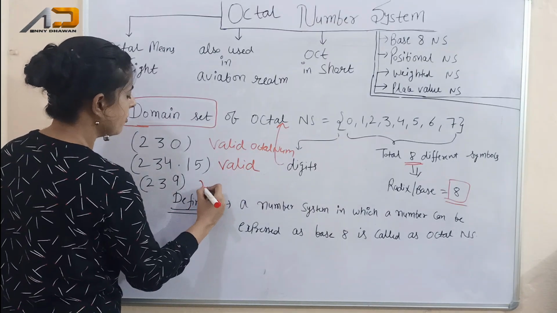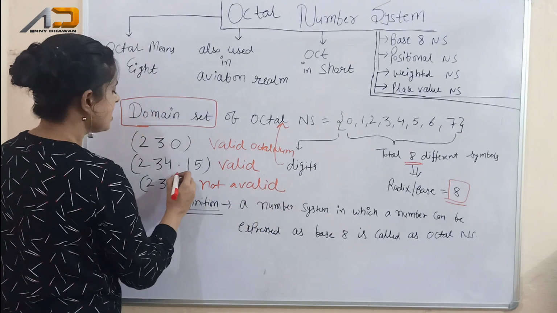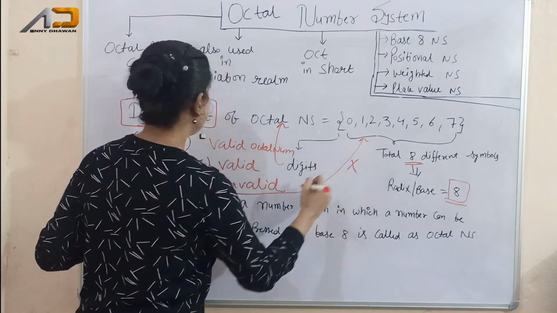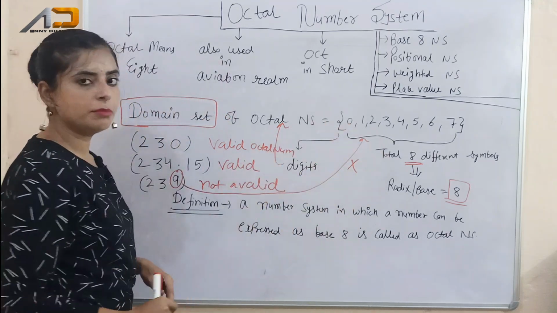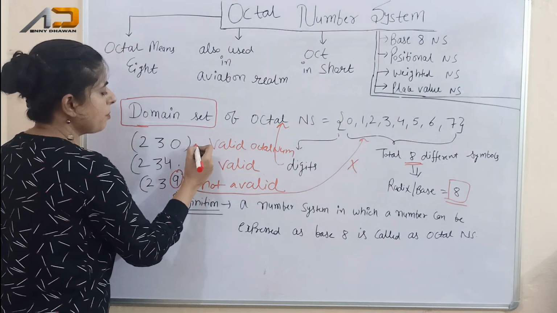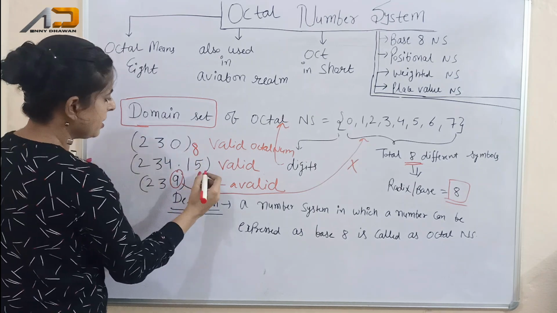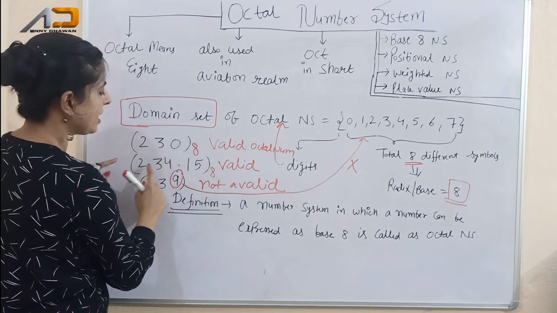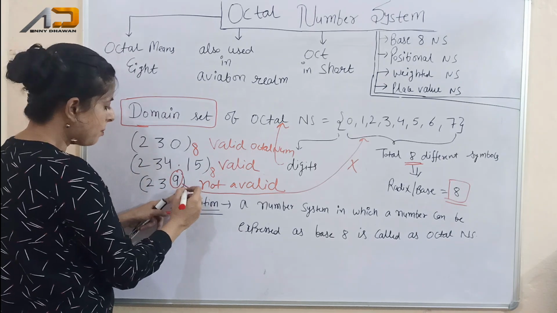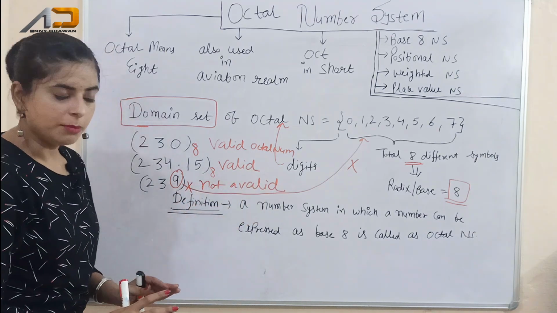But this is not a valid octal number, as this 9 doesn't belong to the domain set of octal number system. And one more point, put base 8 here to make it an octal number. Also put base 8 here to make it an octal number. But we can't employ base 8 here because it's not a valid octal number.